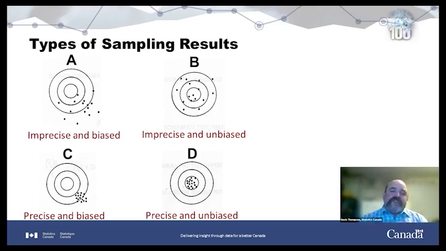Now, I always like to make the joke internally at StatsCan, and I'm going to make it to you, that 100% of all of StatsCan surveys fall under category D, which is precise and unbiased, because we're just that good. In honest truth, that's not the case.